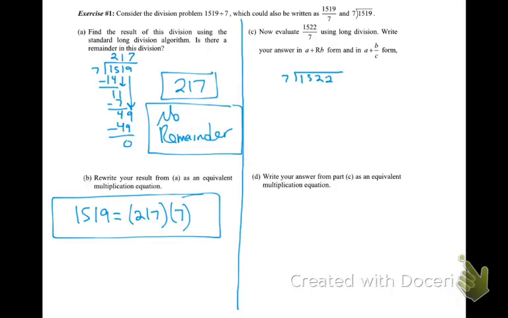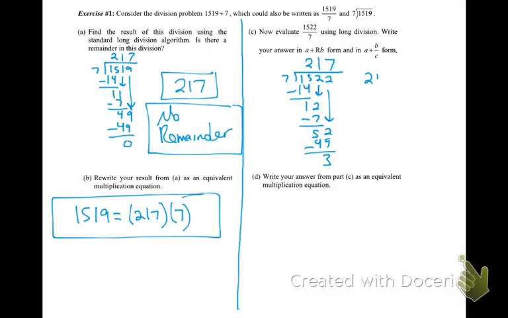Okay, again, using the long division algorithm, we get 2 times 7 gives me 14. Subtract them, gives me 1. Bring down the 2. 1 times 7 gives us 7. Subtract them, that gives us 5. Bring down the last 2. And 7 times 7 gives us 49. In this case, we end up having a remainder. So that means 7 does not divide evenly into 1,522.